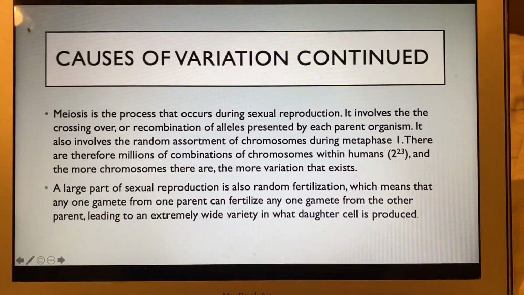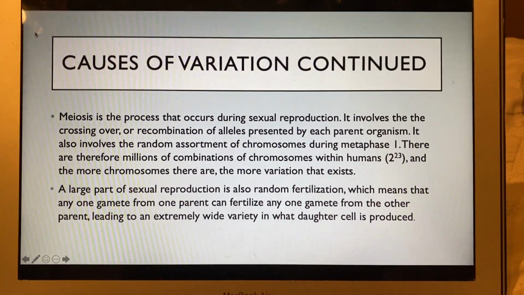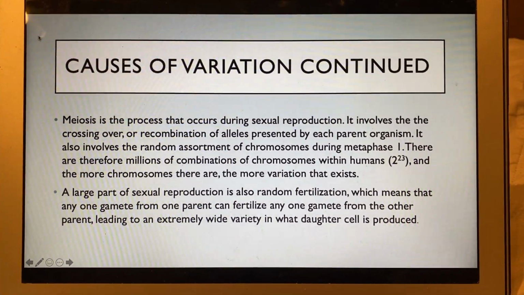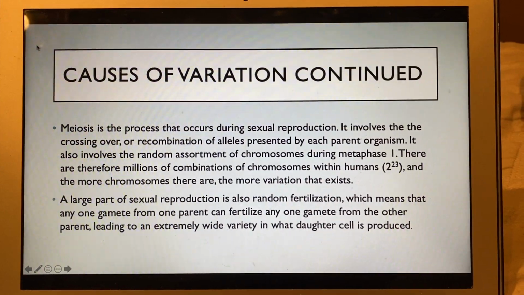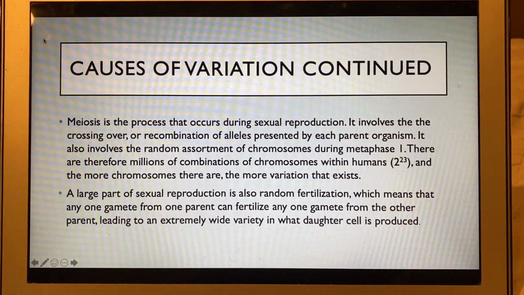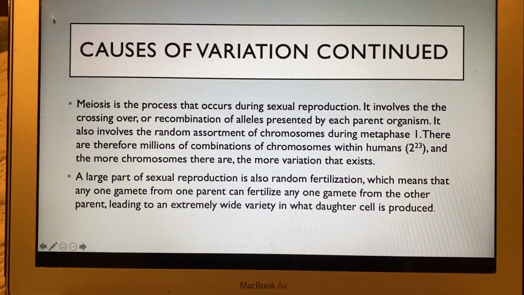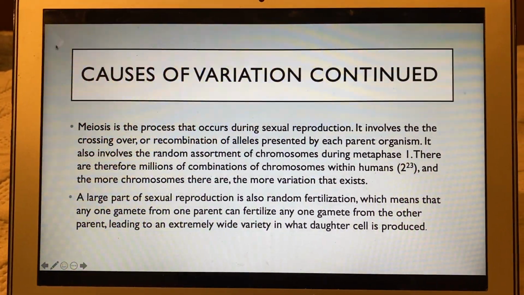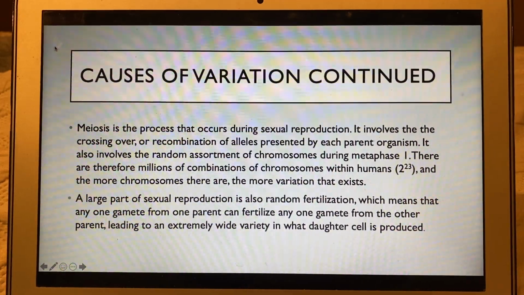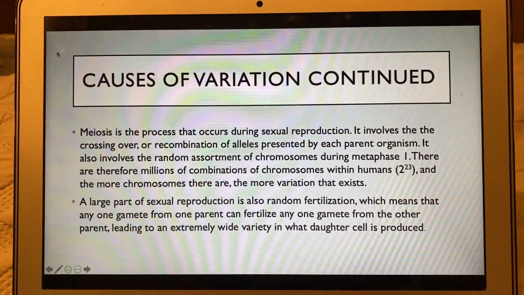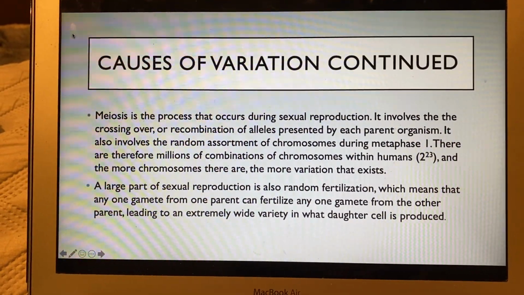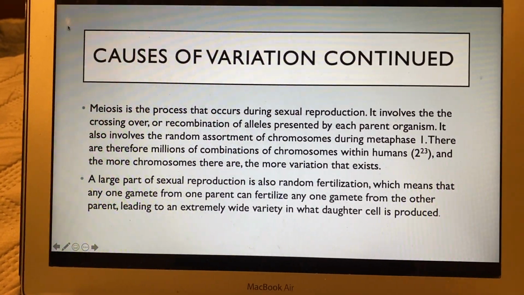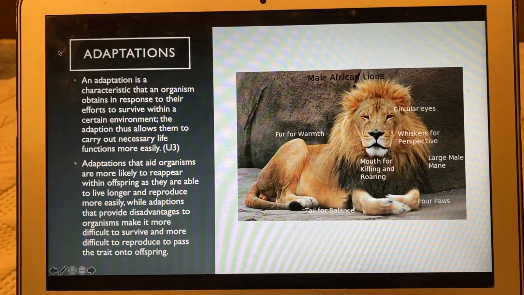Now, this basically means that any combination of chromosomes from one parent and then any combination of chromosomes from the other parent, 2 chromosomes paired up together, one from each parent, is how many different combinations there could be. Now, a large part of sexual reproduction is also random fertilization, which means that any one gamete from one parent can fertilize any one gamete from the other parent, leading to an extremely wide variety in which daughter cell is produced. So this is one of the many ways in which variation can occur within a species.